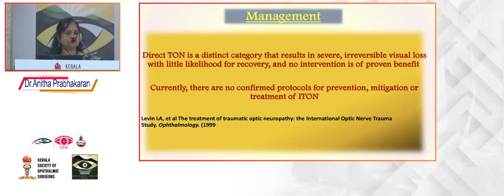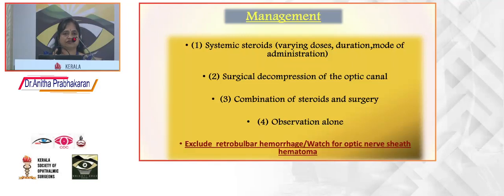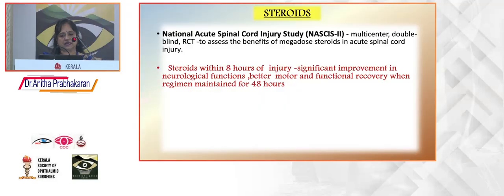And coming to the management, as we said, direct traumatic optic neuropathy is a very severe irreversible visual loss and no intervention is of any proven benefit, whereas in indirect traumatic optic neuropathy as well, there are no confirmed protocols for prevention, mitigation or treatment. The mainstay of treatment includes steroids, surgical decompression, a combination of these two, or observation. But of course, we need to remember to rule out retrobulbar hemorrhage and to watch for development of optic nerve sheath hematoma, where we have to relieve the pressure by head elevation, tapped IMOX, and if at all needed, a lateral canthotomy as well.